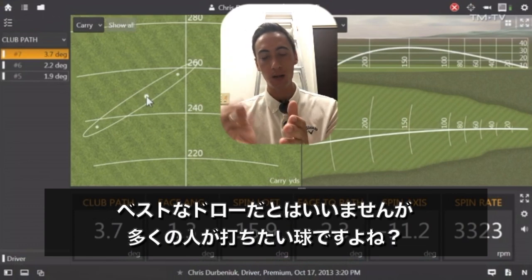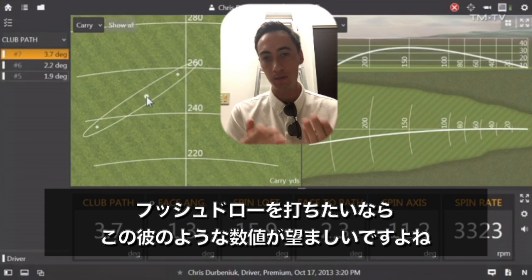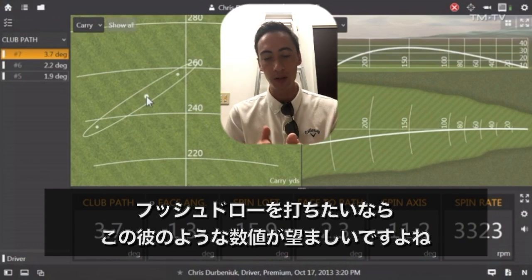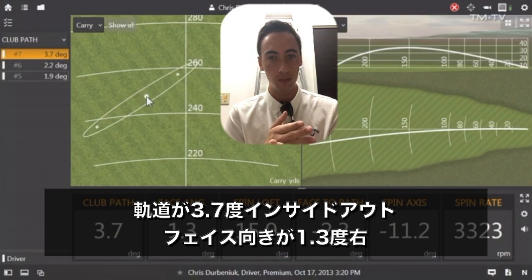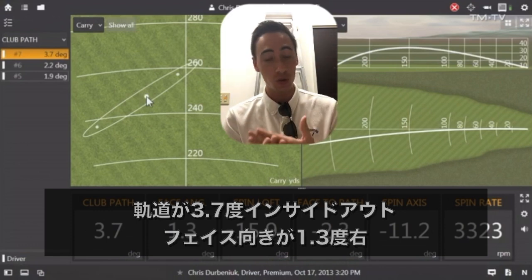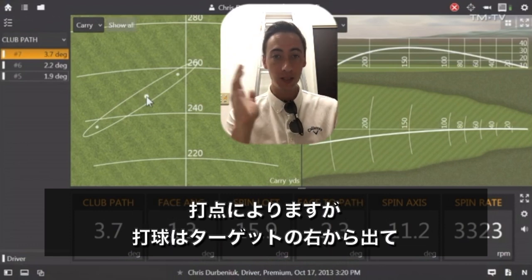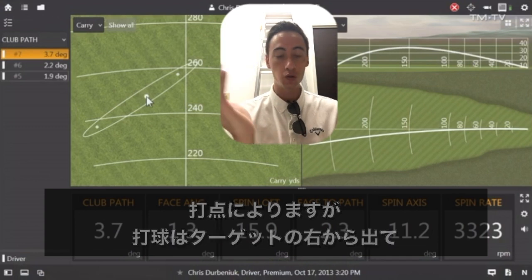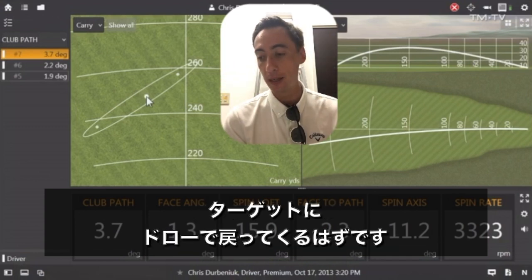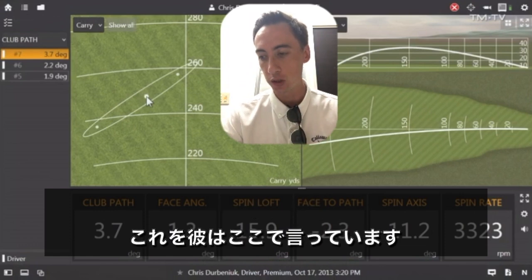If you want to hit a push draw, you want to see your face to path pretty close to where this player's is, right? 3.7 club path, face at like 1.3. Relative to strike, you should be able to see the ball start a little bit right of target line and then draw back towards the target line, right? So that's kind of what he's referencing in that little section there.